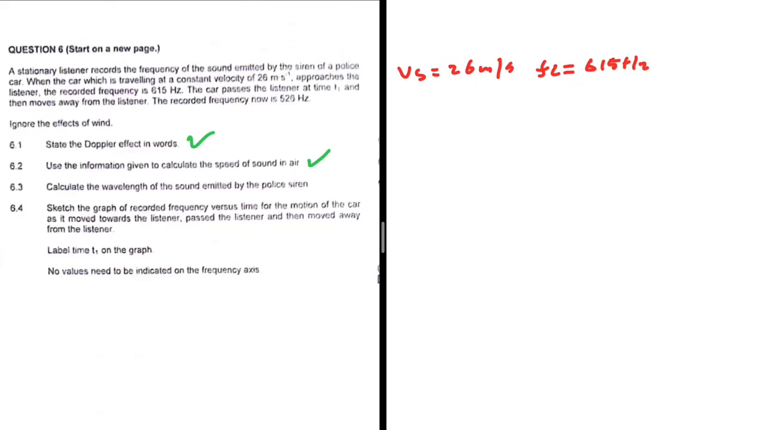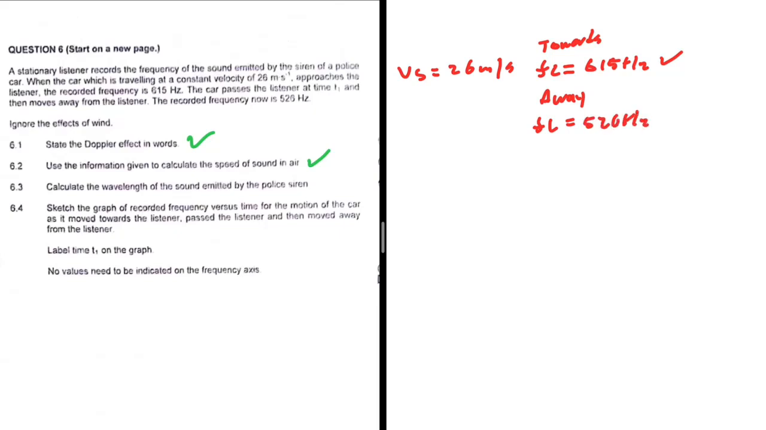The car passes the listener at time t equals 1, and then moves away from the listener. The recorded frequency is now 526 Hertz. So this is towards, 615. And when it is moving away, we have FL, which is 526 Hertz.